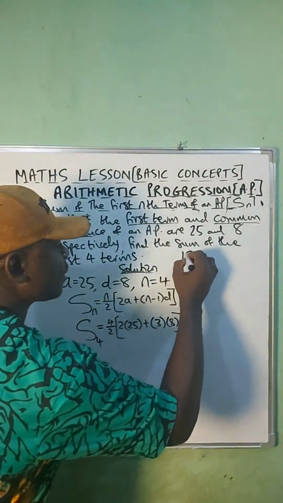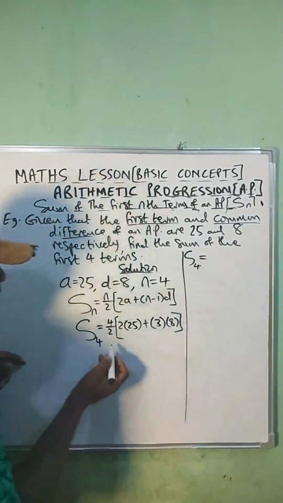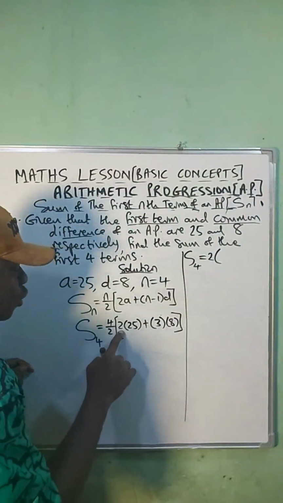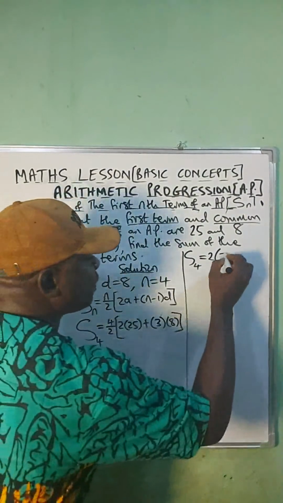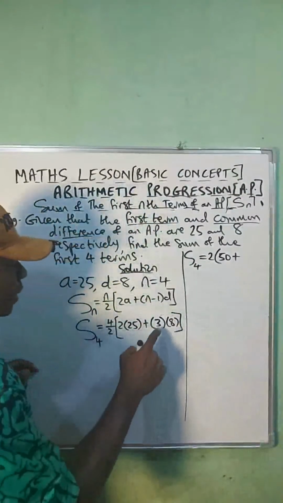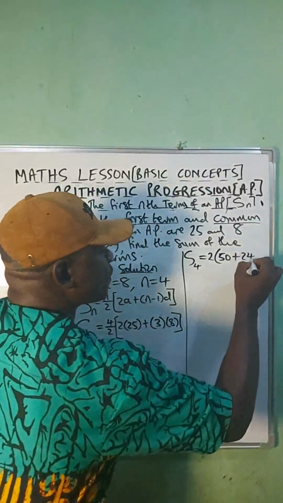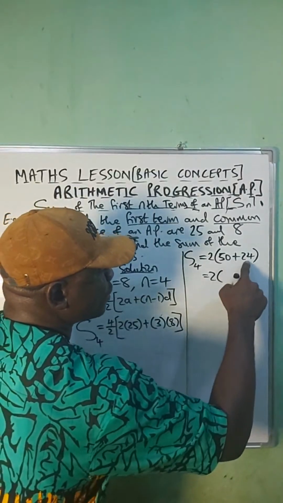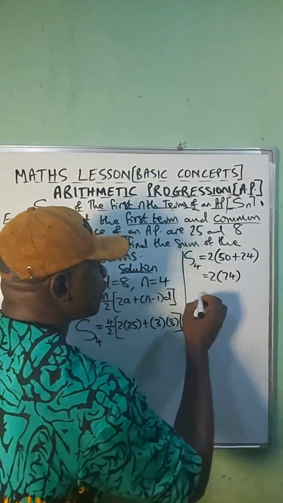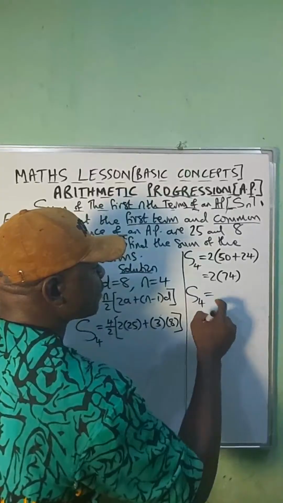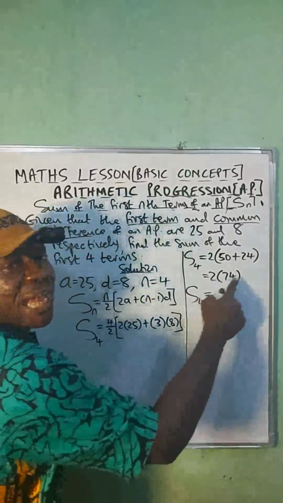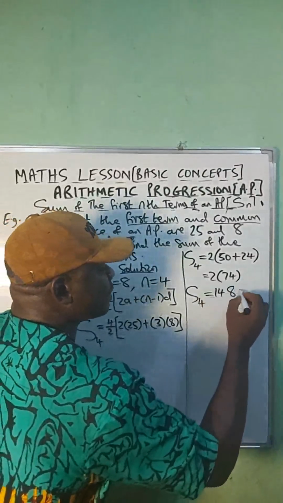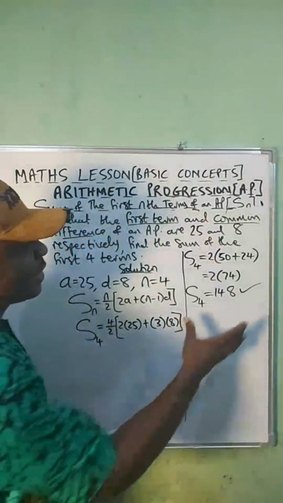So this will give me sum of the first 4 terms. 4 divided by 2 gives me 2 into 2 times 25 will be 50, plus 3 times 8 is 24. So this will give me 2 into 50 plus 24, that will be 74. Sum of the first 4 terms, 2 times 4 is 8, 2 times 7 is 14. And that is the answer. This is the answer to the question.